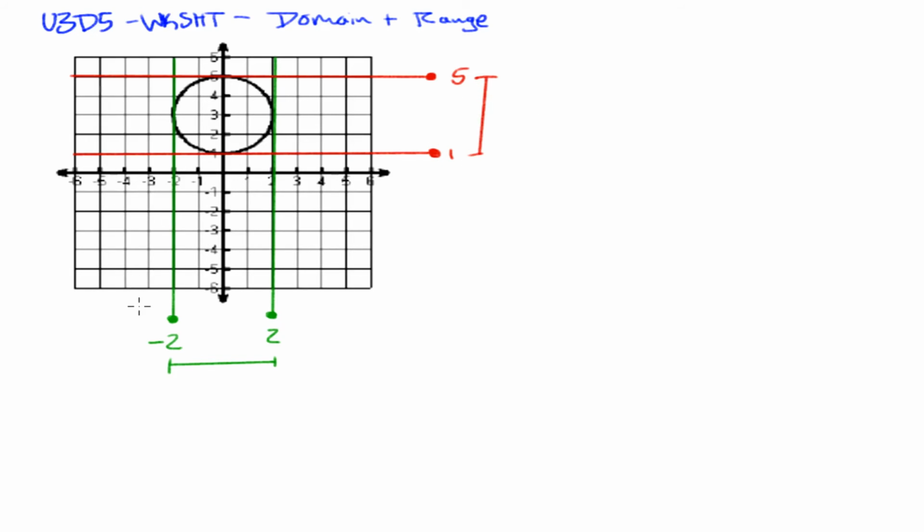The way we actually write this in mathematical terminology is we just write -2 is less than or equal to x, which is less than or equal to 2. And over here we write 1 is less than or equal to x, which is less than or equal to 5. Except this would not be x, it would be y.